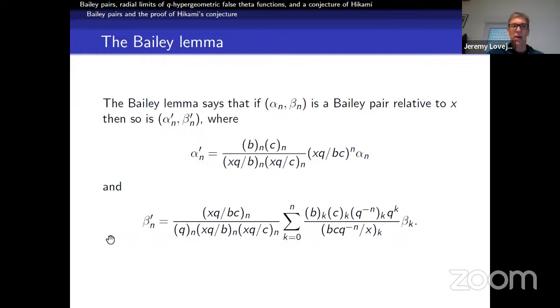So then let's take these Bailey pairs and use the Bailey lemma. The Bailey lemma says that if alpha n, beta n is a Bailey pair relative to x, then so is alpha n prime, beta n prime. So alpha n prime is just this, and beta n prime is this. I'm not going to read them all out. But the point is, if you input a Bailey pair, you get a new Bailey pair. You get a family of them because you have choices for B and C here. Okay, and then if you have this and you put this back in the definition of a Bailey pair, then you get an identity between finite q-series.